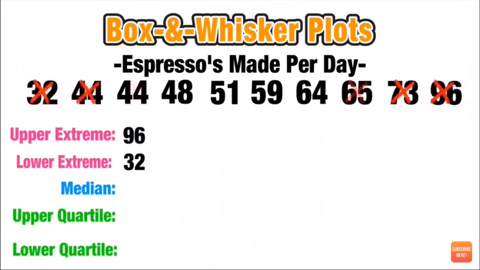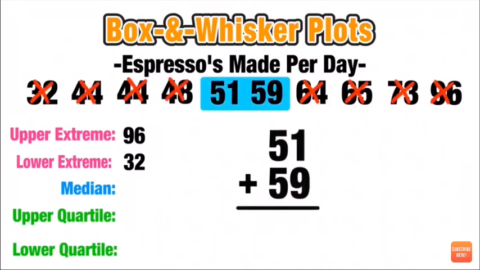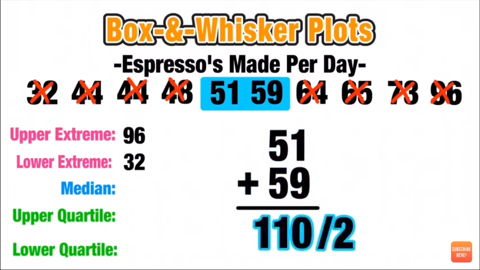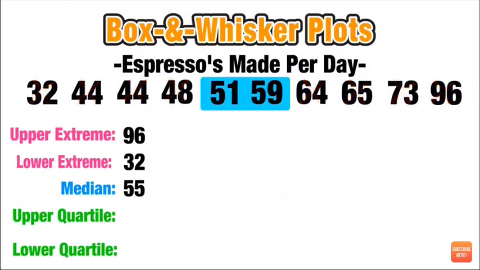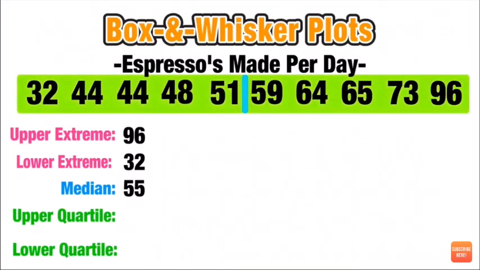Now for the median, again, moving outside in to find the middle value, we have two numbers, 51 and 59. So we just have to add them up and divide that sum by 2. So 110 divided by 2 is equal to 55, which is the median for this example. Now notice that the median is in between 51 and 59. So when I split my numbers up, I have to draw a line in between those two values.